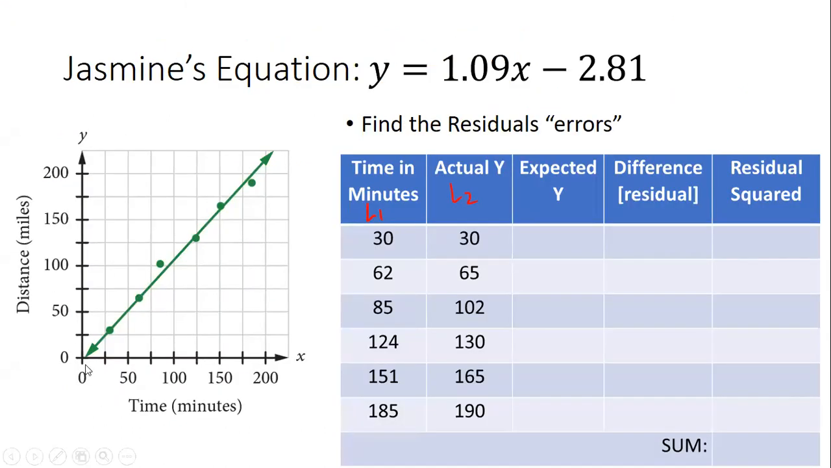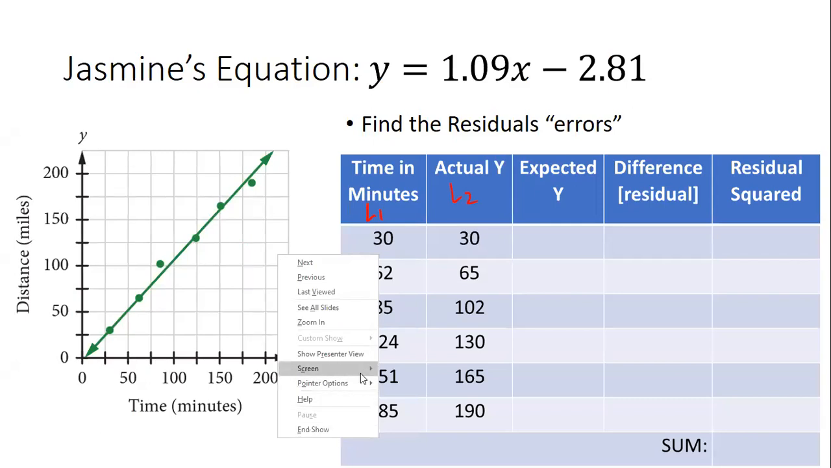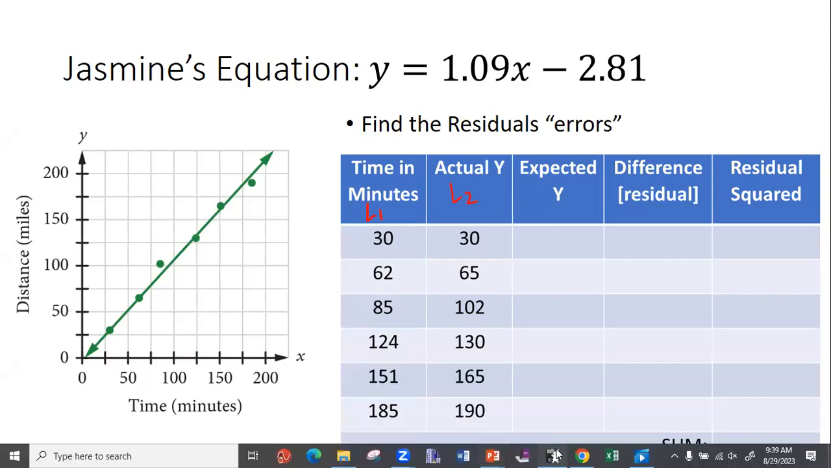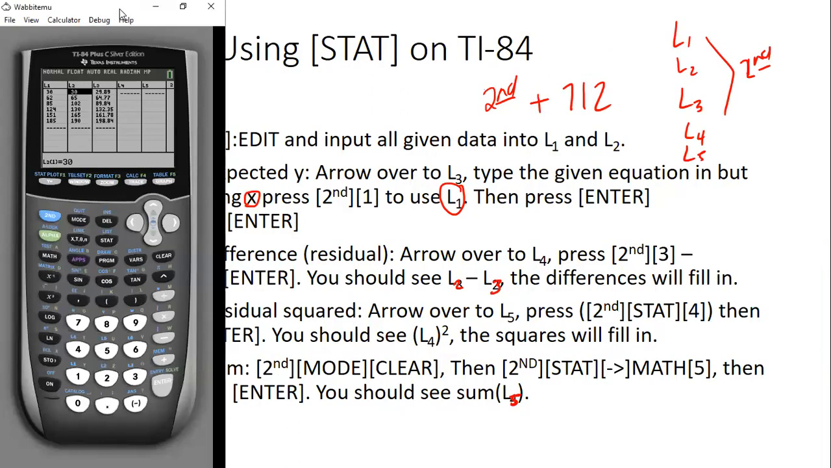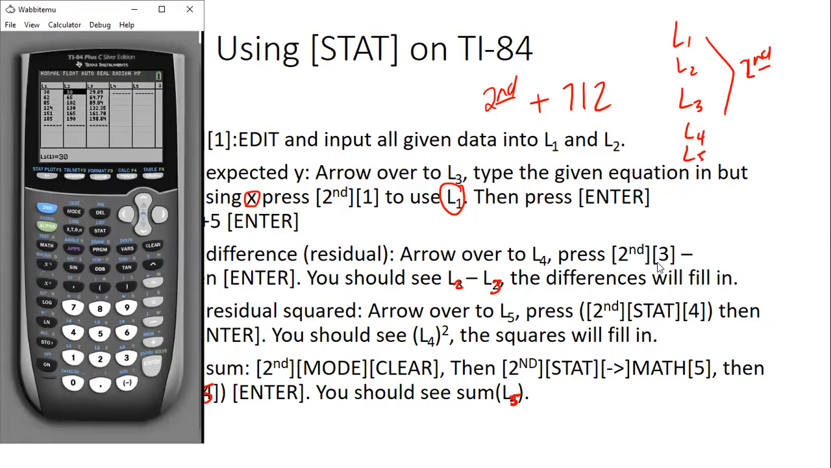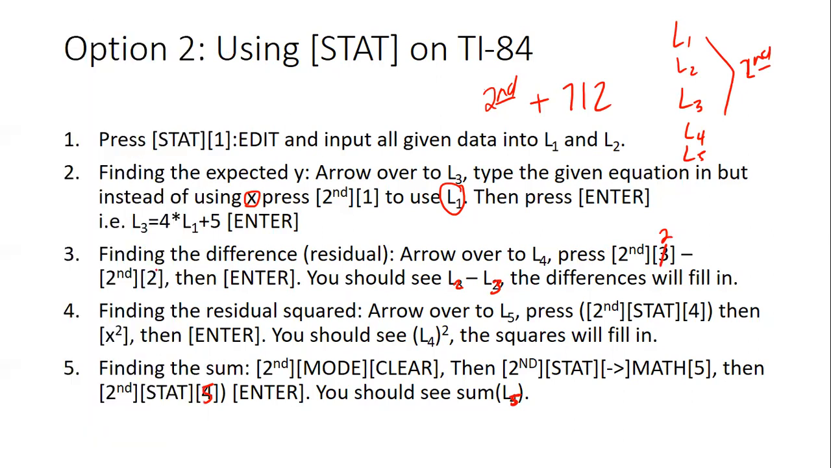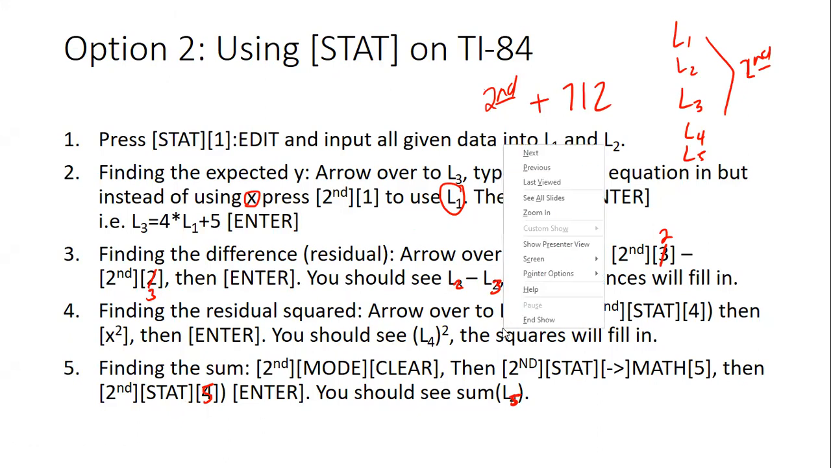Okay, now you're going to find the difference. To find our difference, let's go through the steps again. That's our residual. Arrow over to L4, press second 3 minus second 2. Remember, I made a typo, those 3's and 2's switched. I didn't switch them everywhere. This should be a 2, and this should be a 3, because I'm human and I made a mistake.